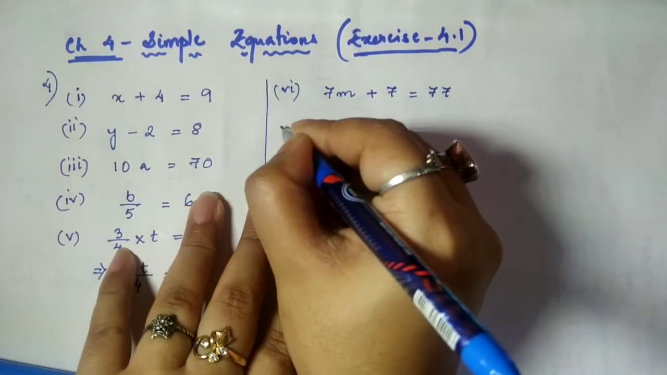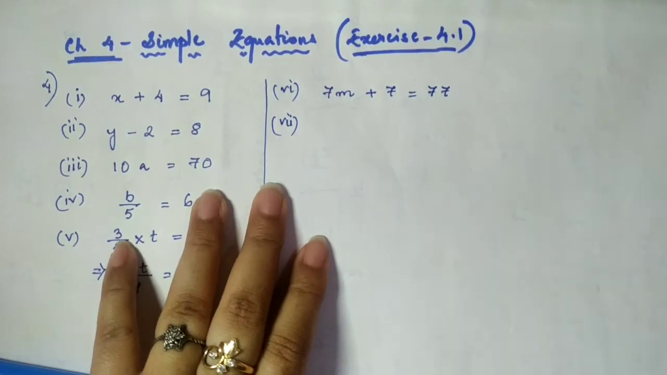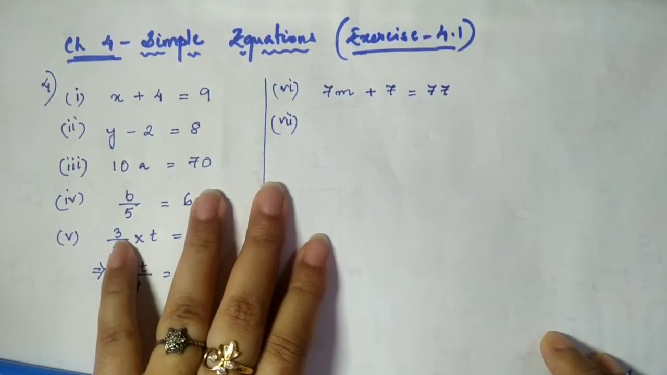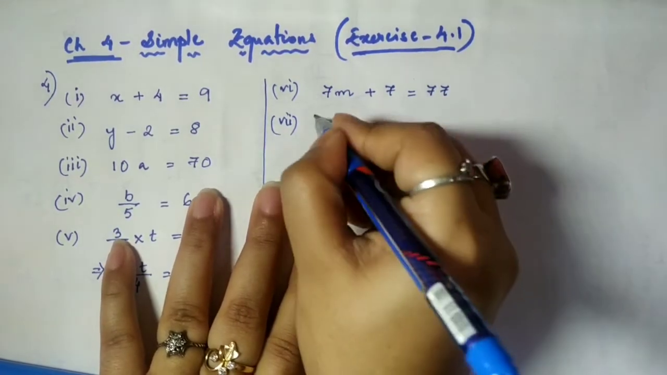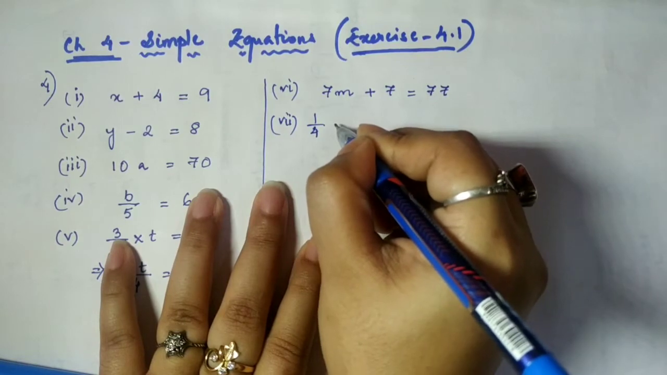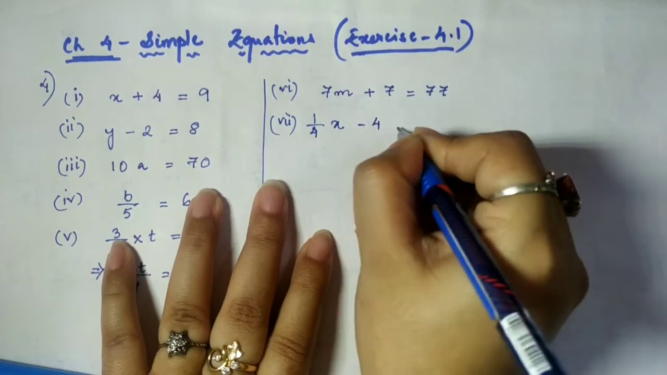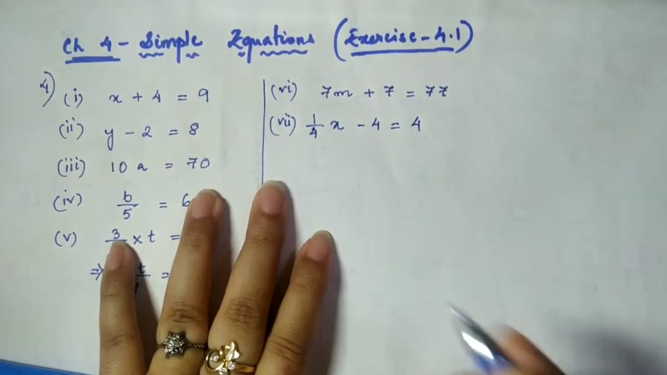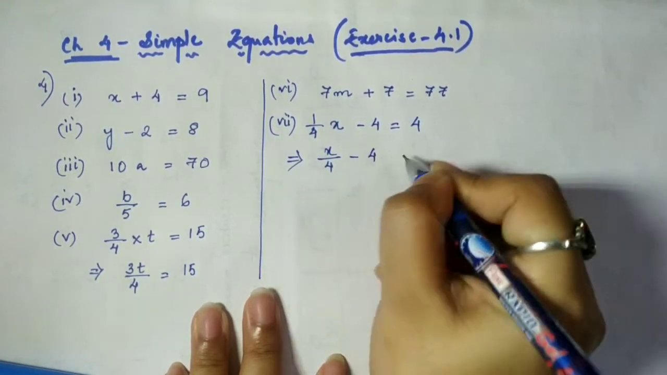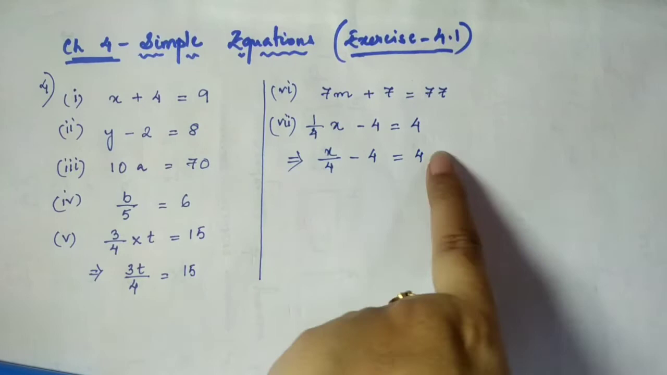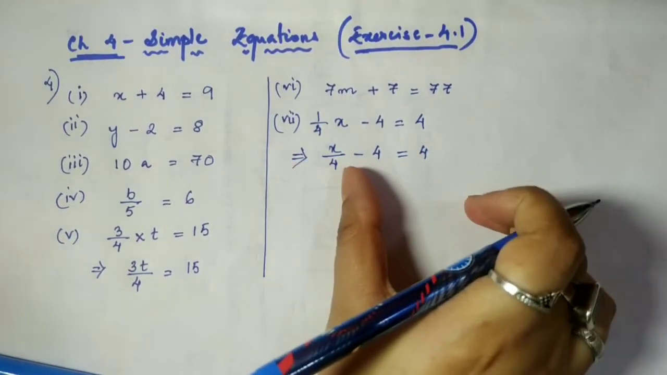Now you have question number 7. In 7 it's given: 1/4 of a number x minus 4 gives you 4. You can simplify this a little bit. I can write it as x by 4 minus 4 is equal to 4. You can keep it this way or the other way. Both are correct. You just have to frame the equation. I am just writing it in a proper way.